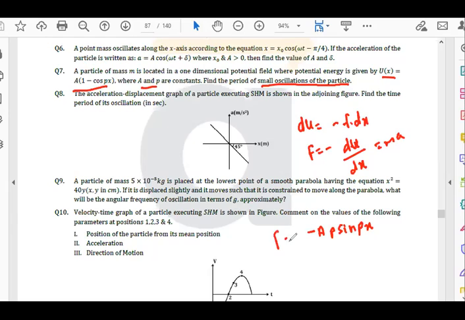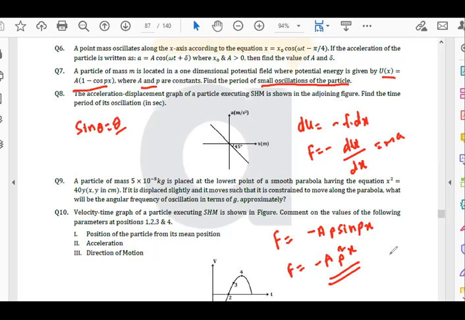F is equal to that. Anyone have any issue in this? After differentiating, we will get this only. And we know that for very small theta, sin theta is equal to theta. So sin px will become px. So F will be almost equal to minus A p square x. Agree? Tell me, yes or no?